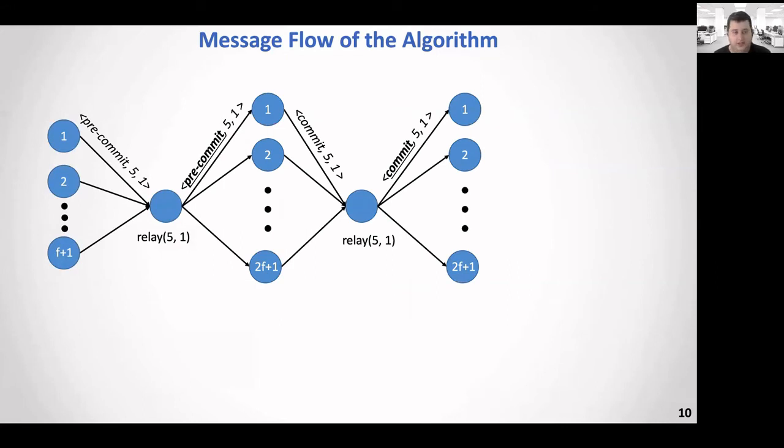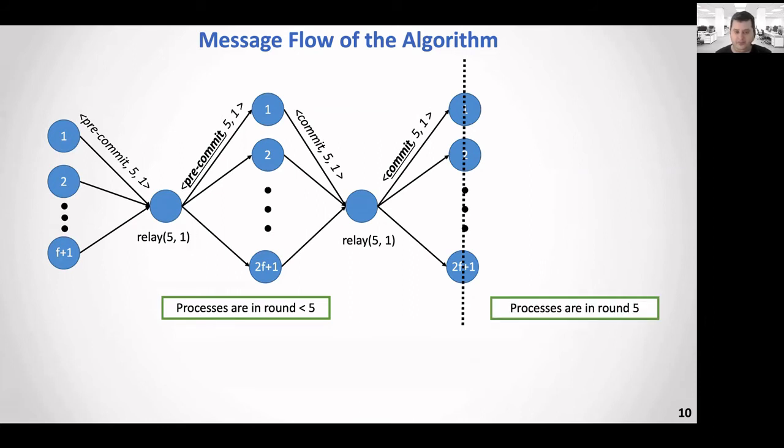Now, as I've mentioned in this example, processes try to enter round 5. Therefore, until they receive the threshold signature of the commit message, they're in some round lower than round 5. Once the process receives the threshold signature of the commit message, it enters round 5.